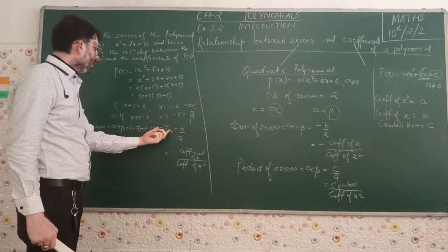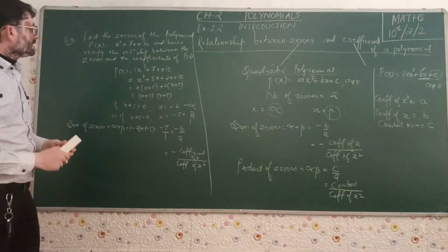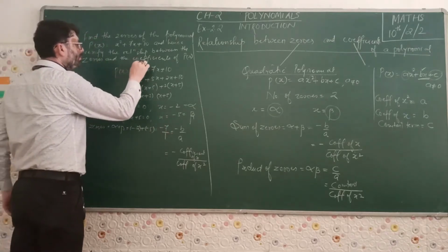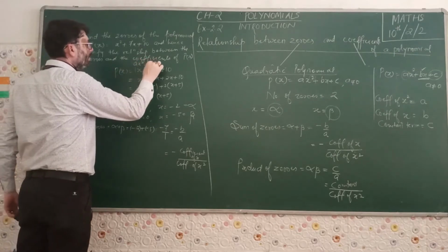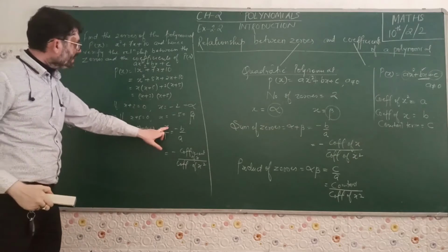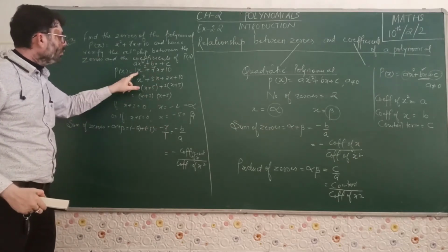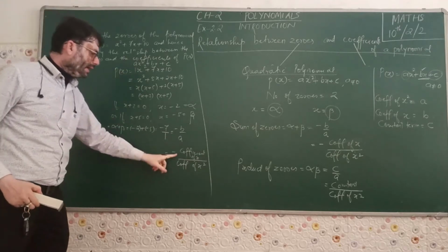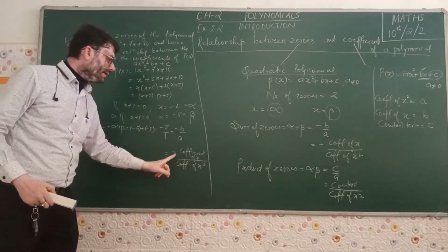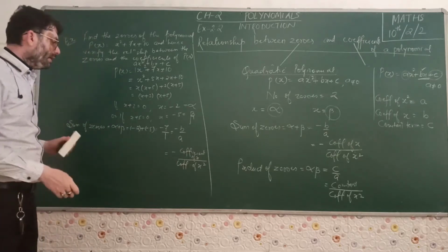And if you want to compare this minus 7 with the standard form of the quadratic polynomial ax squared plus bx plus c, then you can see that this 7 is the coefficient of x and this one is the coefficient of x squared, and thus we can write this as minus b by a, and that is equal to minus coefficient of x by coefficient of x squared.